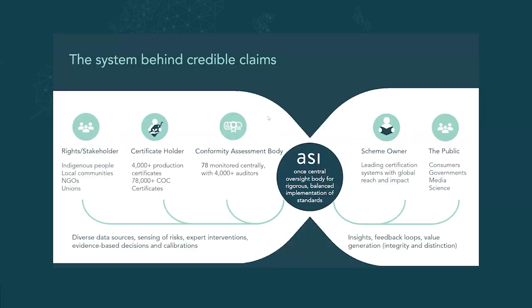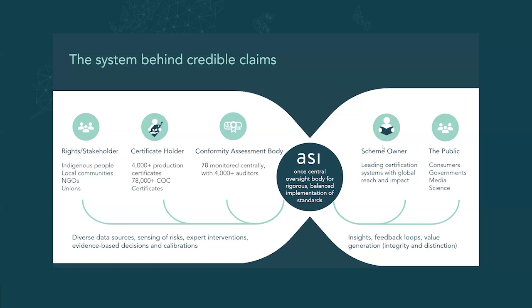I have here an overview of how the ASI systems work. You have to the right the scheme owner, the standard setter. As ASI, we work with leading certification systems in the sustainability sector, and we work with scheme owners that have a global reach and impact. And there is a direct connection between ASI and the scheme owner through contractual arrangements where we have mutual obligations.